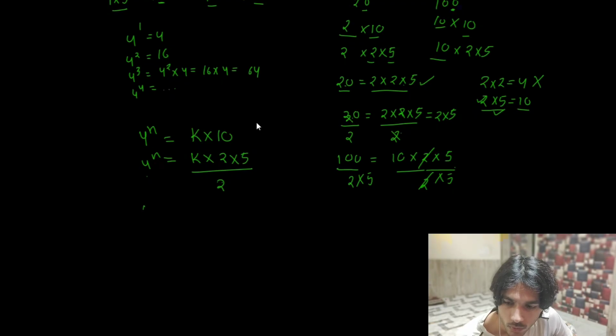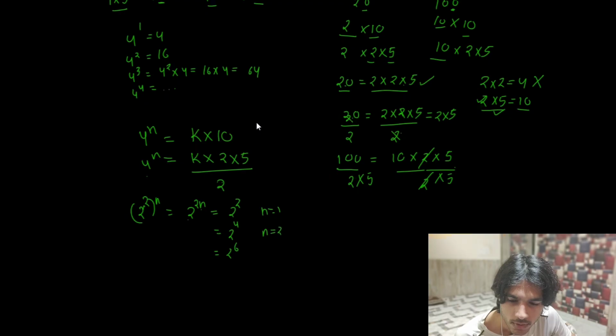So because 4 to the power n can be written as 2 to the power 2, then n, which is basically equal to 2 to the power 2n. And because n is a positive number, this will either be 2 to the power 2 or 2 to the power 4 or 2 to the power 6, if n equals 1, if n equals 2, if n equals 3.